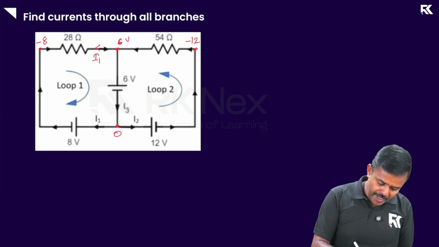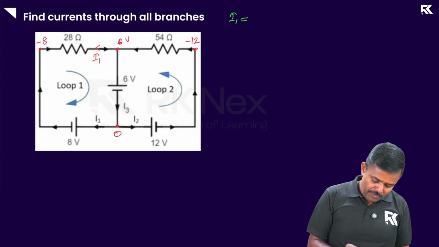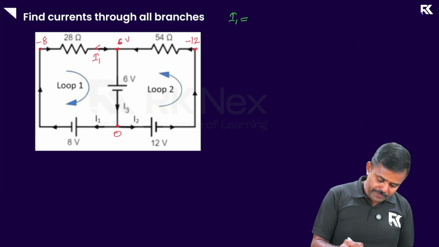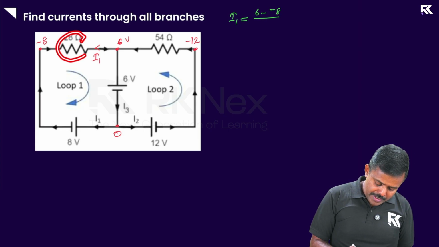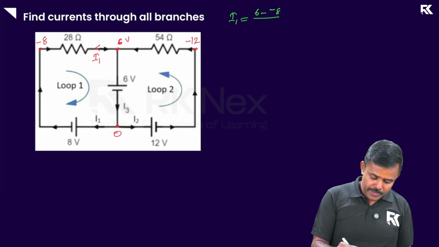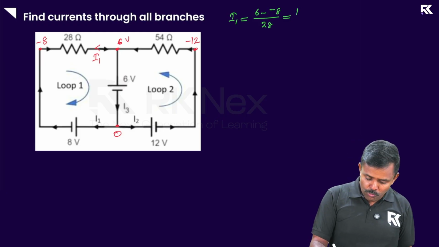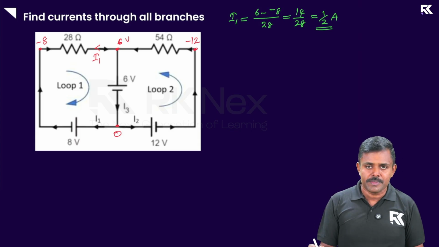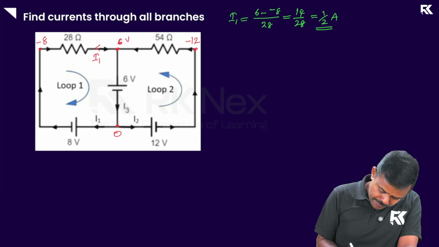So I'm going to find I1 now. What is I1? I1 is equal to potential difference. For this resistor, potential at the right end is 6. Potential at the left end is minus 8. So potential difference is 6 minus minus 8, divided by the resistance on that branch, which is 28. So 6 plus 8, which is 14, by 28, which is equal to 1 by 2 amps.